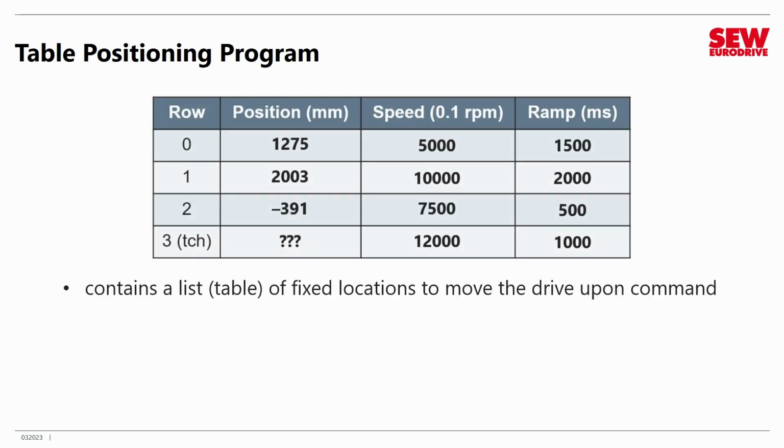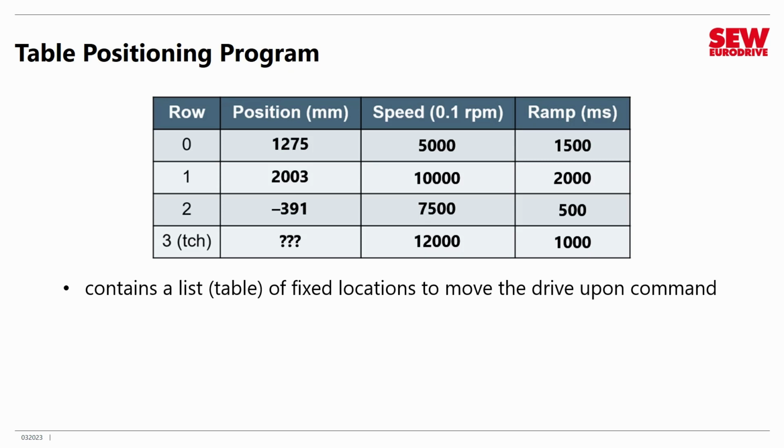First of all, what is a table positioning program? If you've never used one before, does it have anything to do with moving tables around? And the answer is no, it does not. A table positioning program contains a list called a table, and I'm showing you one here. It has 4 rows. Each row contains a fixed location. So what the user does is pick a row in the table, and the drive moves to the position contained in that row. So if I picked row 2, for example, it would move to the position -391 millimeters. And this is absolute positioning based on the machine zero position that you determine when you reference.